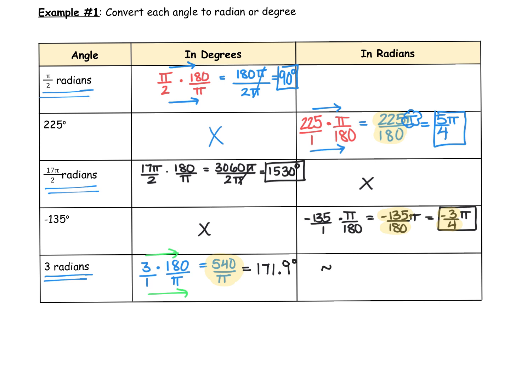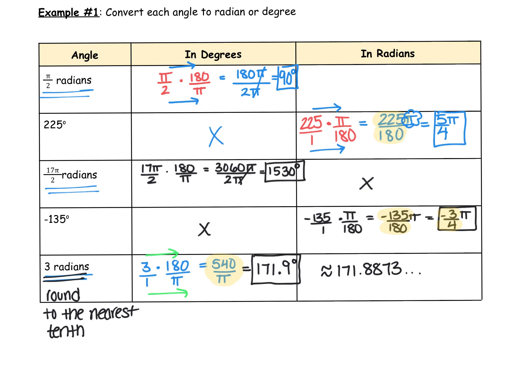I think it actually comes out to 171.8873 and then a whole bunch of other digits, but I just rounded it. So this would be our final answer. If I'm giving you a problem like this, I have to tell you what to round to. So I should have said round to the nearest tenth.